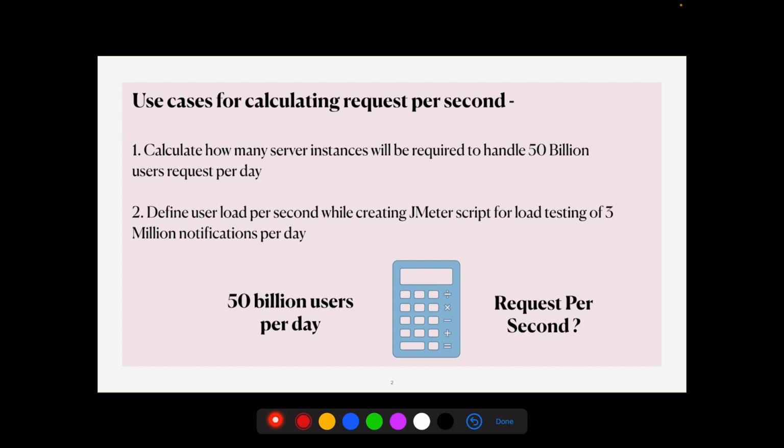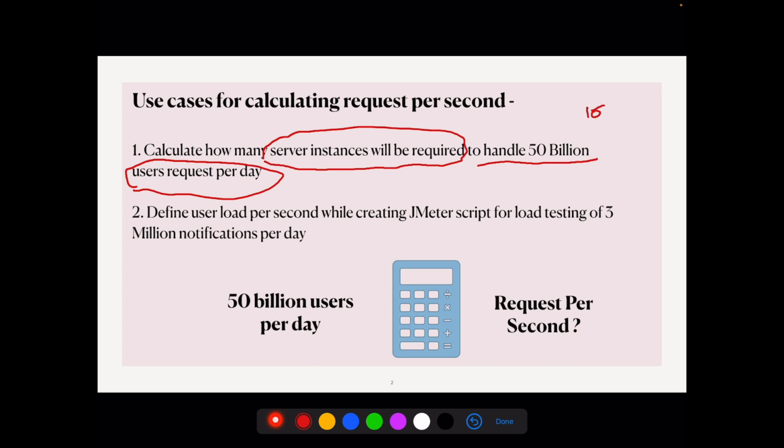You would have seen a situation where someone asks you, okay, if your application is getting 50 billion user requests per day, then you have to tell how many server instances will be required, right? Let's say you have application A, and that application A will get 50 billion requests per day. Your application can handle, let's say, 1000 requests in one instance. So to handle 50 billion requests, how many instances will be required? This is one of the use cases.